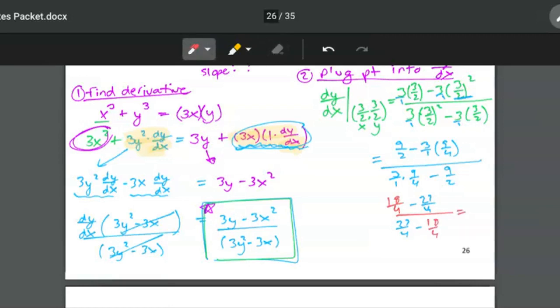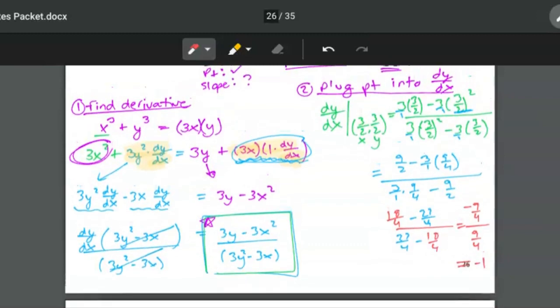If you subtract 18 minus 27, you get negative 9/4 on top, all over 9/4 on the bottom. Anything over itself is 1, but there was a negative in there, so that equals -1. And that was our slope. We took our derivative, we plugged in our point, and that means our slope is -1.